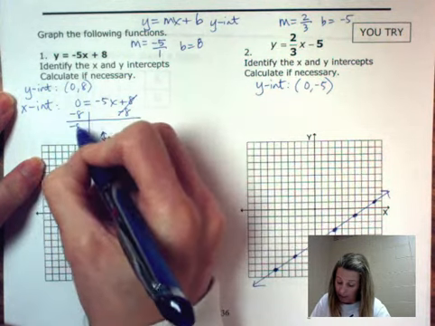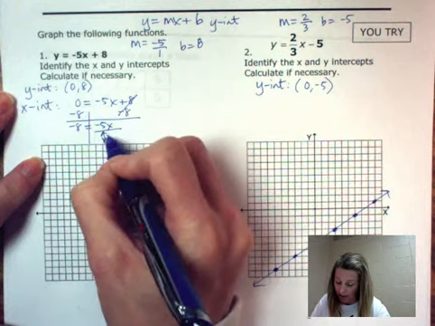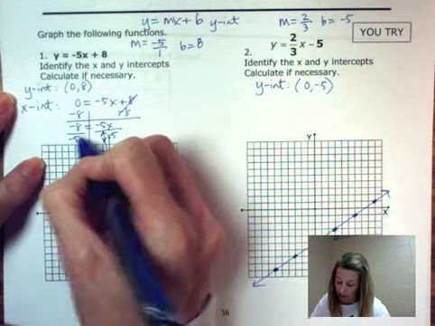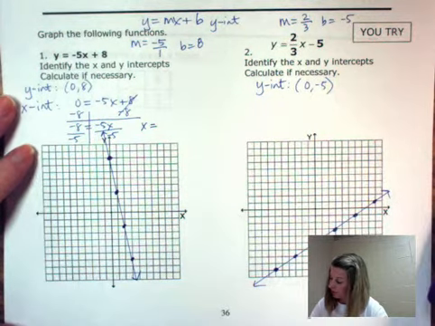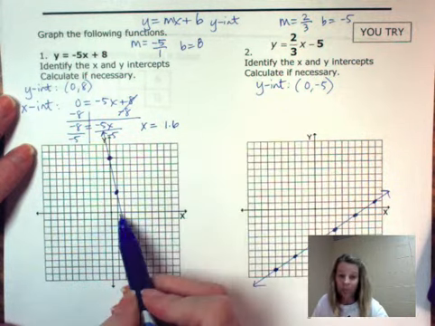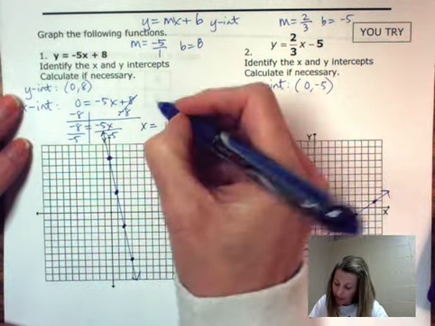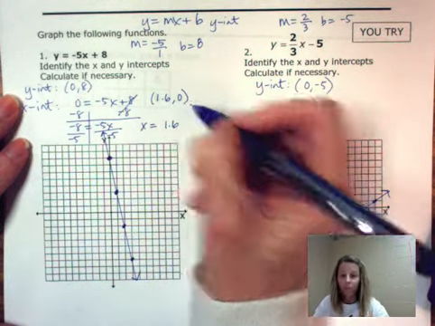So that will give me negative 8 is equal to negative 5x. And then when I divide off my negative 5, I'm going to get a decimal. So let's calculate. If I do negative 8 divided by negative 5, I end up with 1.6. And it looks like it's about 1.5, but my x-intercept is going to be 1.6, 0.